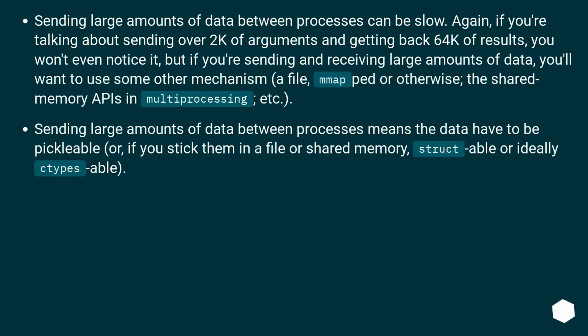Sending large amounts of data between processes can be slow. Again, if you're talking about sending over 2K of arguments and getting back 64K of results, you won't even notice it, but if you're sending and receiving large amounts of data, you'll want to use some other mechanism, a file, mapped or otherwise, the shared memory APIs in multiprocessing, etc. Sending large amounts of data between processes means the data have to be pickleable, or, if you stick them in a file or shared memory, struct-able or ideally ctypes-able.